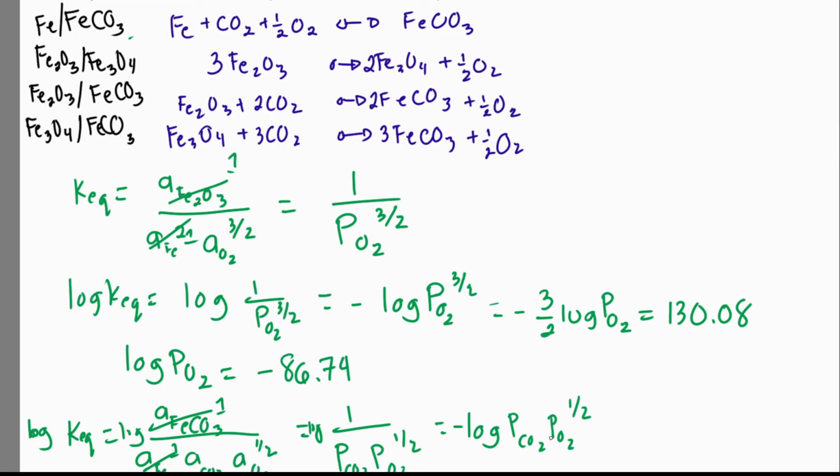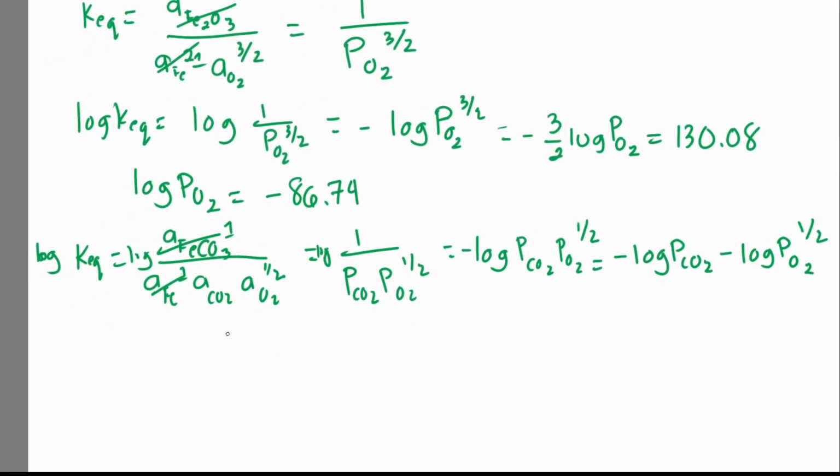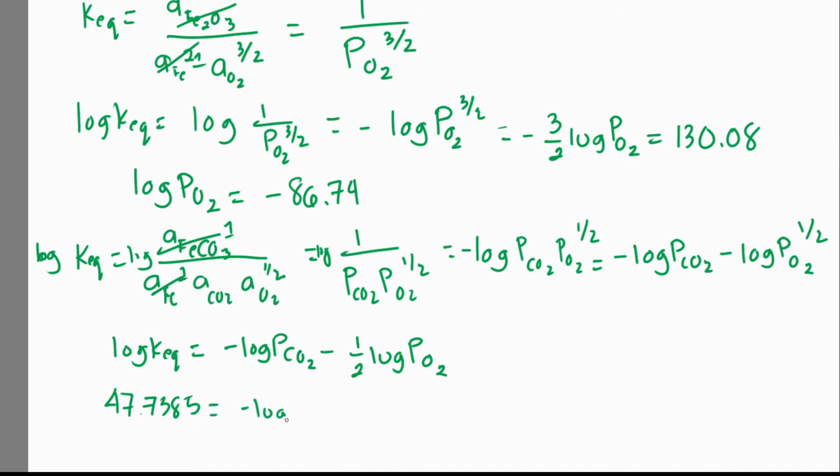Since we have a product here, we can add the two logs together. We would have negative log of PCO2 minus log of PO2 raised to 1 half. The 1 half we can bring outside, such that log KEQ is equal to negative log of PCO2 minus 1/2 log of PO2. We also have a value for log KEQ: 47.7385. So 47.7385 is equal to negative log PCO2 minus 1/2 log PO2.